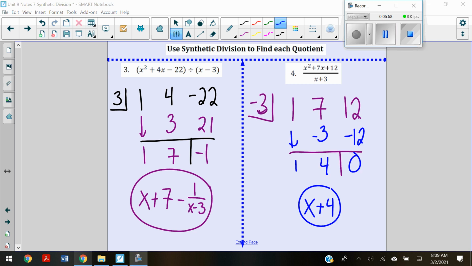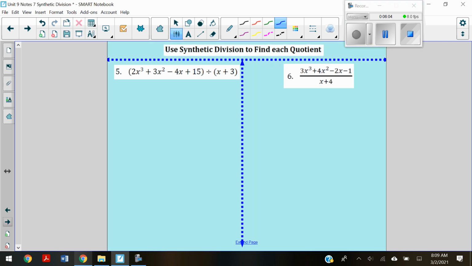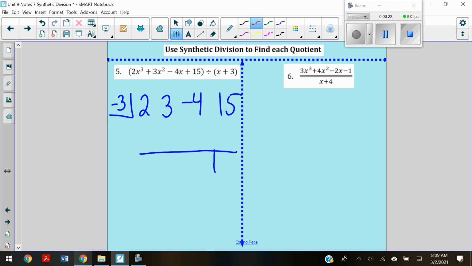All right, short and sweet with that one again. So let's go ahead and jump to the back side now. Now we're going to see ones that are a little bit longer. Here we're starting with a cubed power. So in our box, we're going to put a negative 3. Our coefficients are 2, 3, negative 4, and a positive 15. Don't forget that negative in front of the 4. That's probably the most common mistake I see with this one.